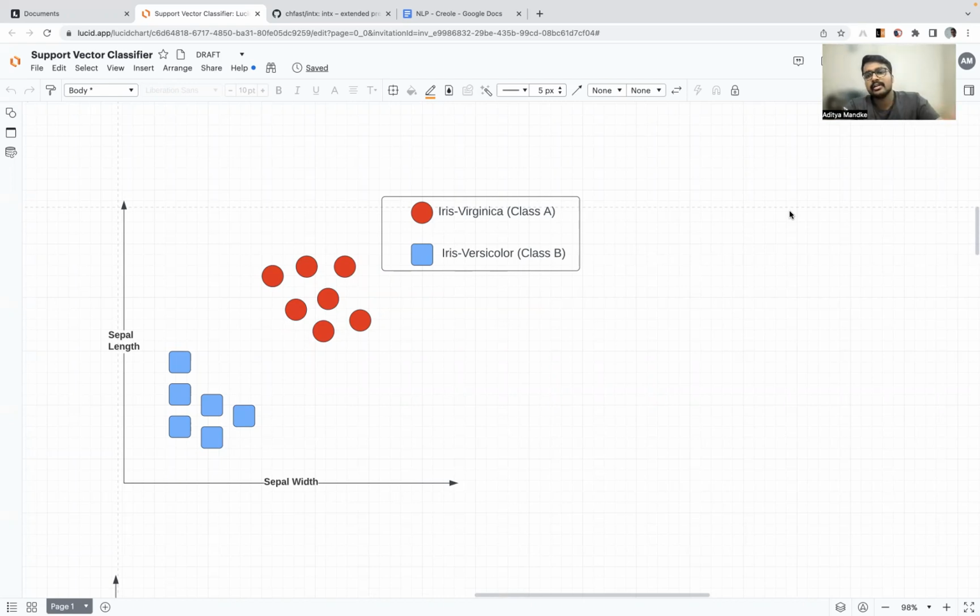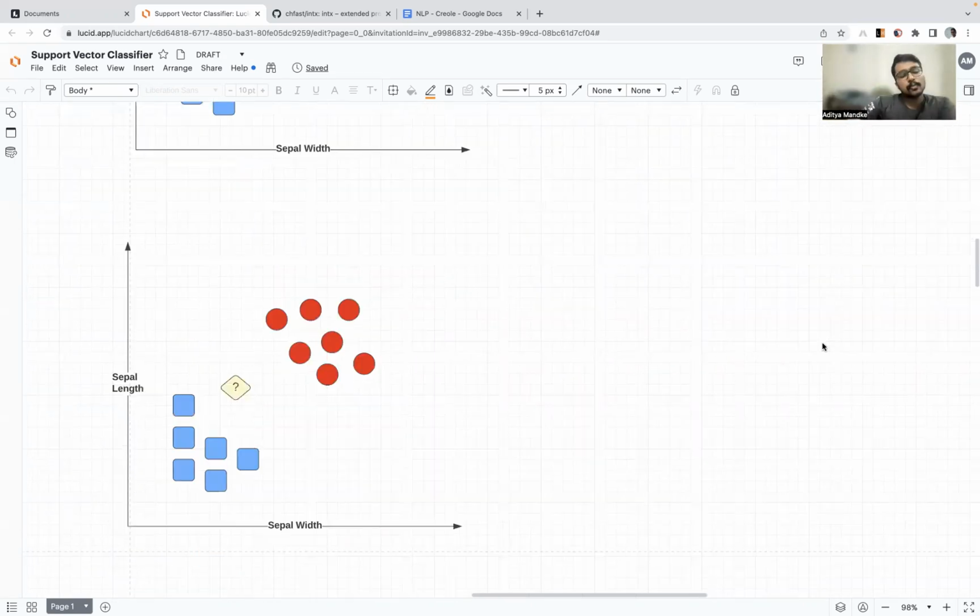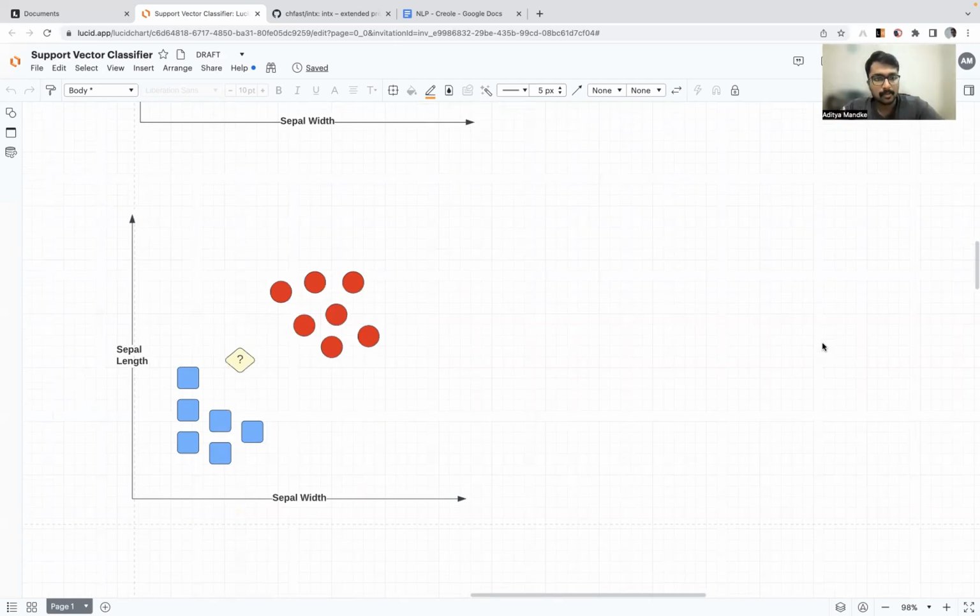So now we have created a graph here. It is a two-dimensional graph, so we have x and y-axis only. Suppose we get the information about a new flower. We get specifically its sepal width and sepal length, and we plot it like this here. Now we want to find out to which class, which species, this flower will belong. So how will we solve this problem?